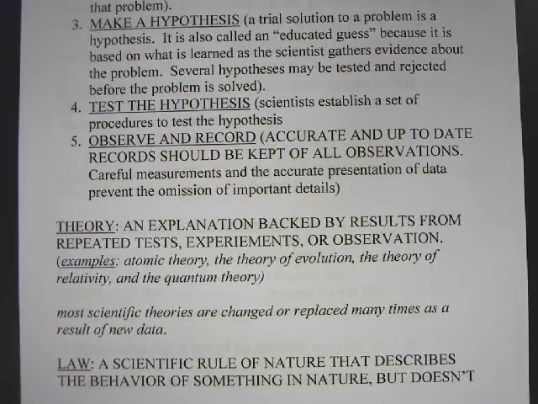So now we have the difference between a theory and a law. A theory is an explanation backed by results from repeated tests. Now theories can change over time based on new information. So before 1969, we had a theory that the Earth was 3.5 billion years old. How did we have this theory? We had the theory because when scientists found all kinds of rocks on Earth, the oldest rocks they found were 3.5 billion years old.